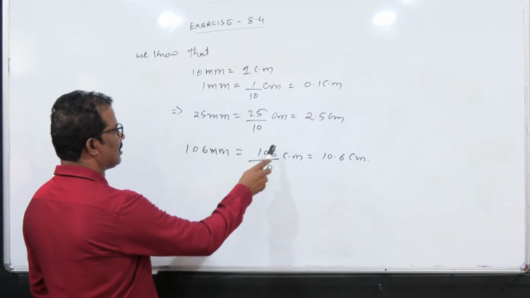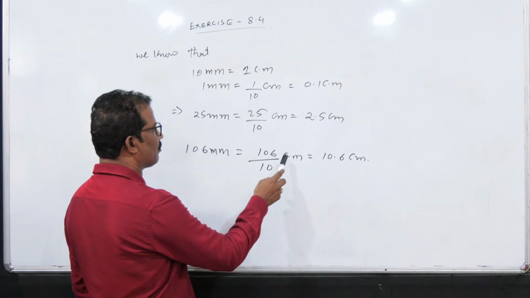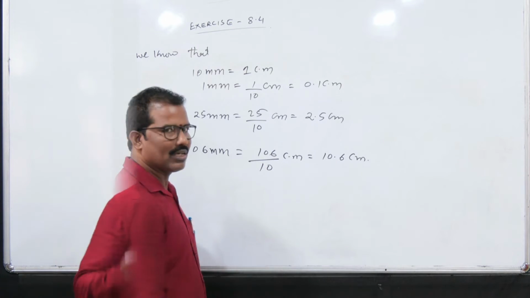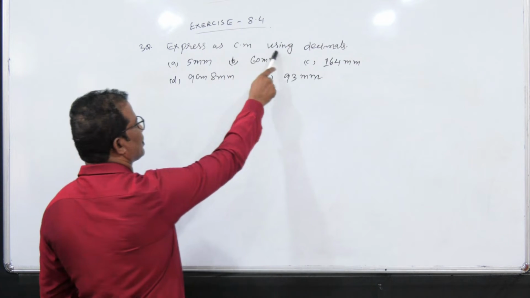In this way, one more example, 106 millimeter. That will be equal to 106 by 10 centimeter now. If you divide 106 by 10, we will get what? 10.6 centimeter.